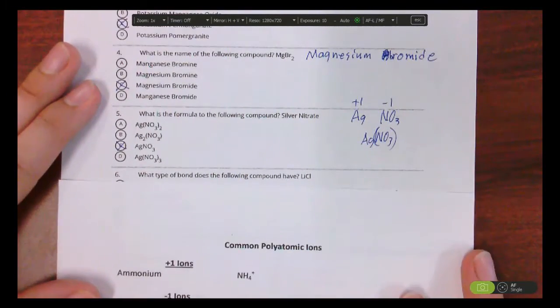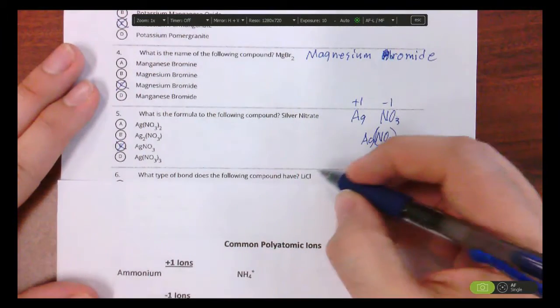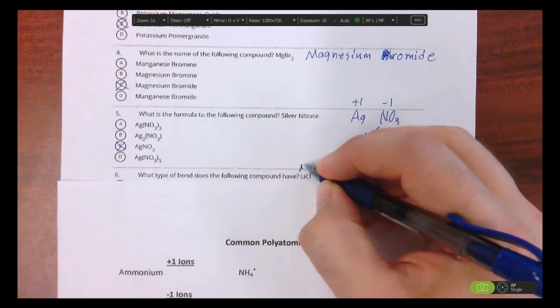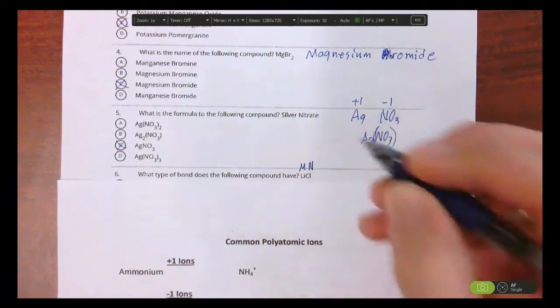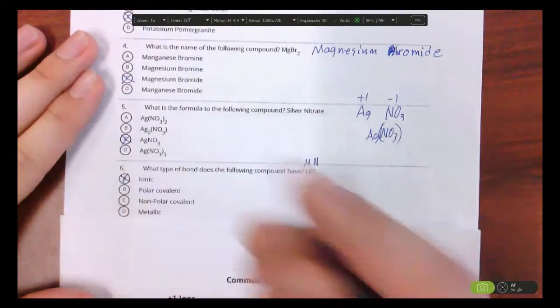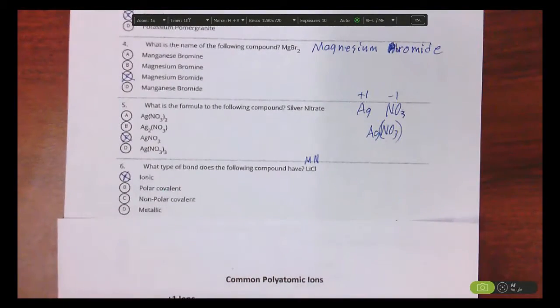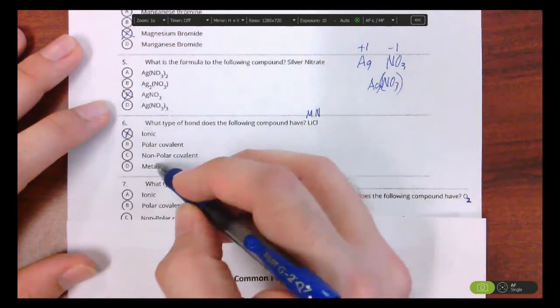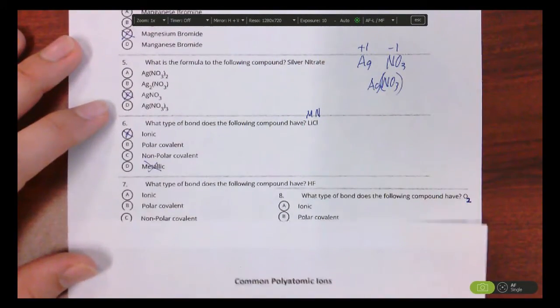All right, moving on. Number 6. What type of bond does the following compound have? LiCl. Well, you can ask yourself this without doing any of the polar, nonpolar stuff. Is this a metal? Yes. Is this a nonmetal? Yes. What type of bond is that? Ionic. You could subtract electronegativities, but if it's metal plus nonmetal, we're going to say that. You should never pick metallic because there is no bond for that.